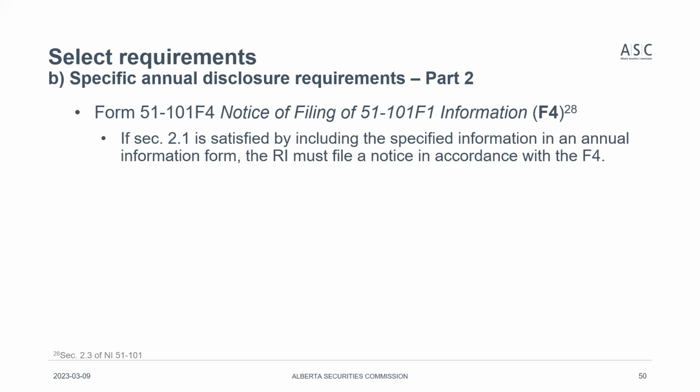This is what if you satisfy the requirements of 2.1 of the instrument to include your oil and gas information in the AIF. So if you're not filing a separate F1, F2, and F3 that you would see in CDAR, if you've actually incorporated all that into the AIF, we ask you to file an F4 so that people know where to look for those annual filings.